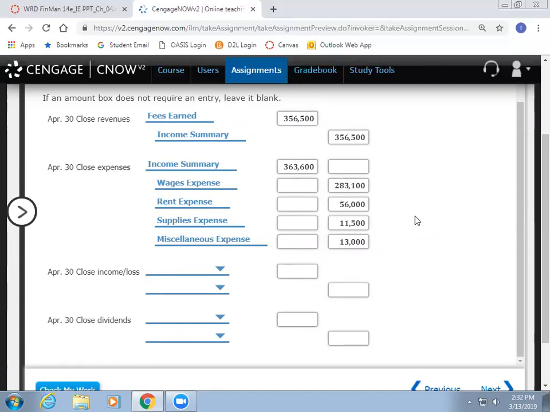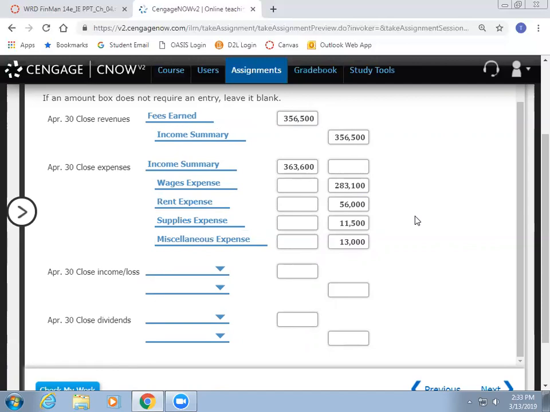So now when I look at income summary, and this one's kind of a fun one because you can see our expenses are actually greater than our revenues. So here we actually have a net loss. But right here in your income summary, these are expenses. And this is revenue. So I would just then balance this income summary account to figure out what my net income or net loss was.